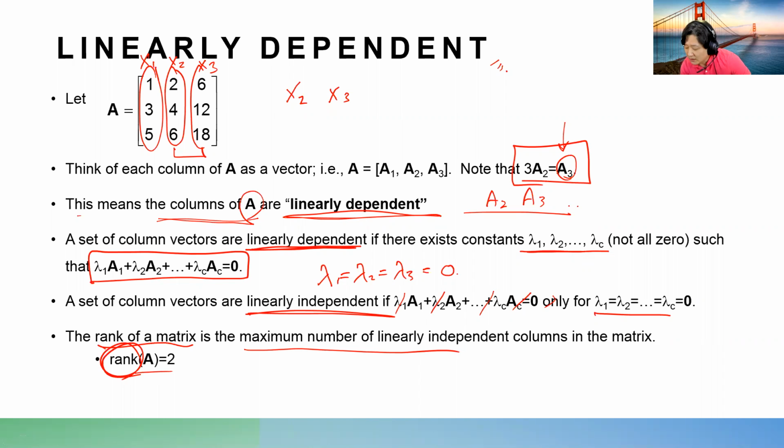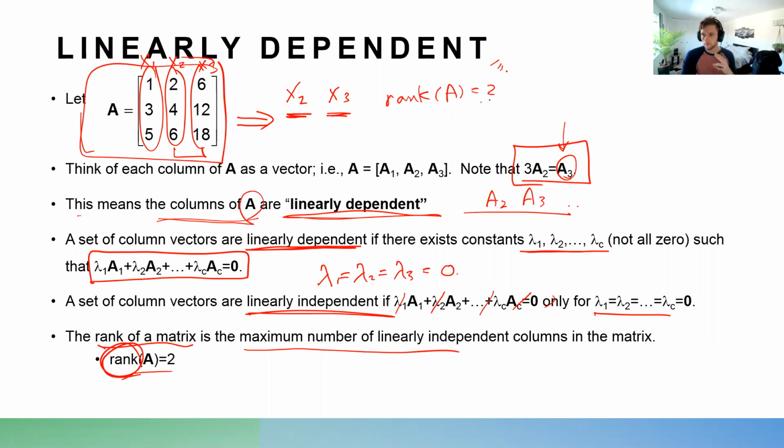Okay. So how many columns are linearly dependent in this case? In this example, how many columns are linearly dependent? Any answer? X2 and X3, right? X2 and X3 are linearly dependent, right? The rank of A equals 2. Okay. The rank returns the maximum number of linearly dependent columns.